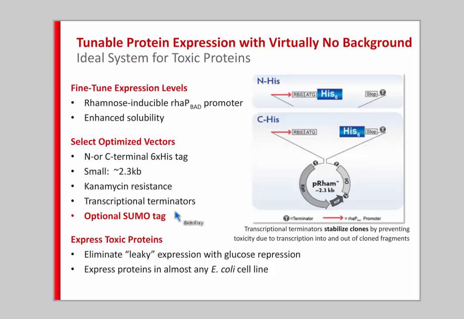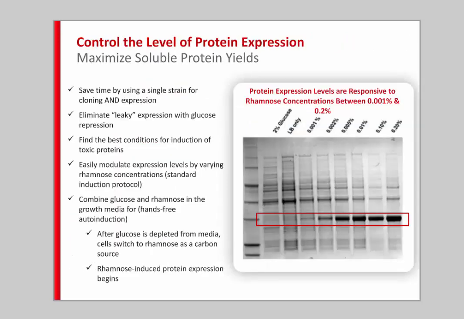And one of the key improvements of this system over the T7 system is the promoter I mentioned. So this is a Rhamnose inducible promoter. Induction is determined by carbon source. So when the cells are grown under glucose, expression is repressed. And in the absence of glucose and in the presence of Rhamnose, protein expression is induced. And the responsiveness of the promoter system to different concentrations of Rhamnose is really key for expressing toxic targets. So how does it work?